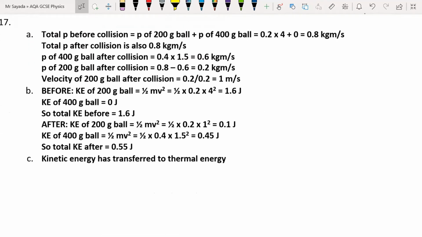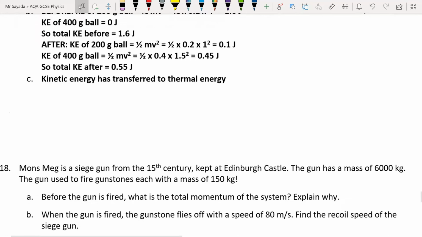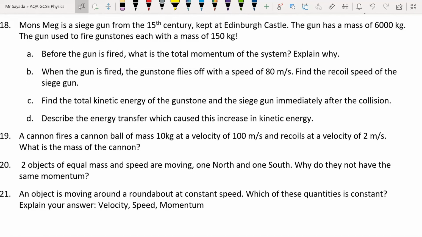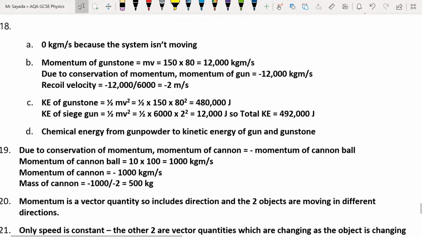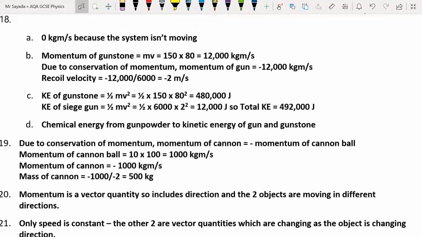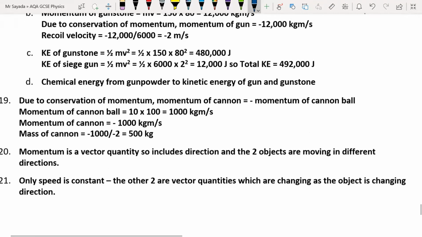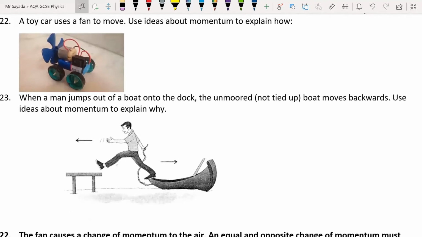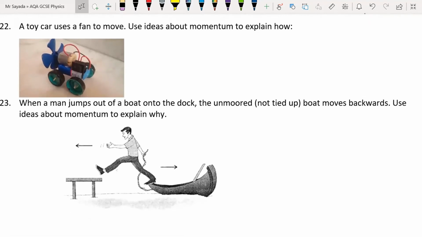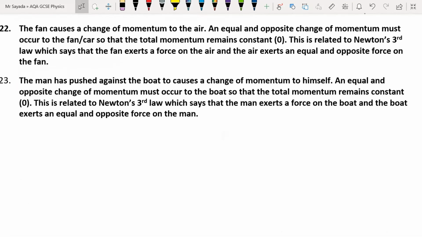Mark this question now. Pause the video while you do that. Press play once you're ready. Pause the video to do these questions, then mark and correct them. Pause the video to do these last two questions, then mark and correct those questions, pressing play once you've done that.